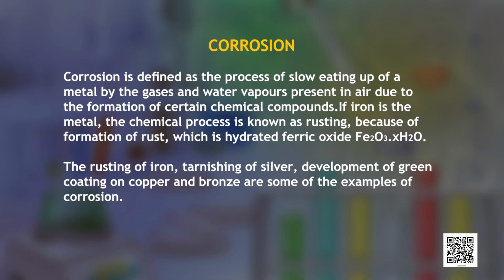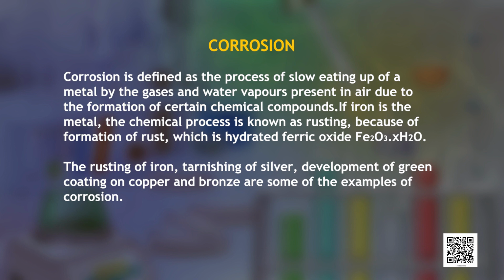Corrosion is defined as the process of slow eating up of a metal by the gases and water vapors present in air due to the formation of certain chemical compounds. If iron is the metal, the chemical process is known as rusting because of formation of rust, which is hydrated ferric oxide and is given by the formula Fe2O3.XH2O.